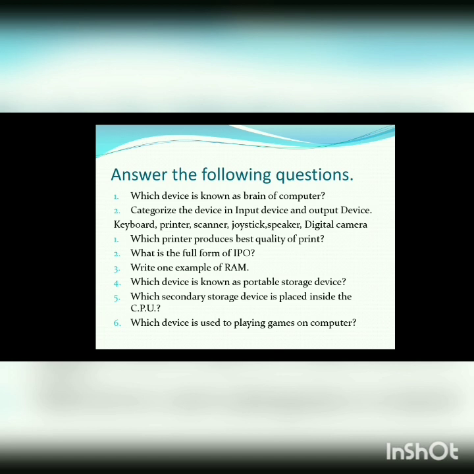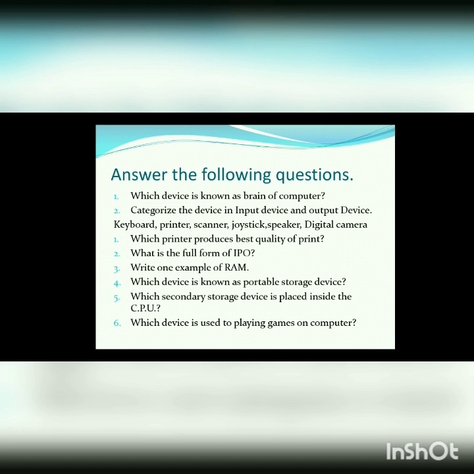Now, based on this video, you have to answer the following questions. Which device is known as the brain of computer? Categorize the device in input device and the output device. The name of device is given here. Which printer produces best quality of print? What is the full form of IPO? You have to give one example of RAM.